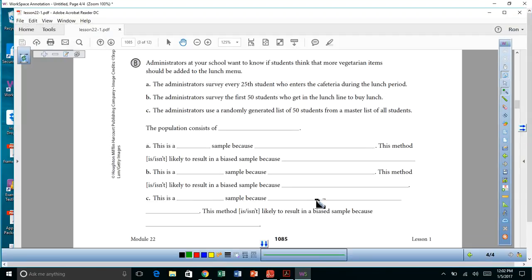All right. So B, administrators at your school want to know if students think that more vegetarian items should be added to the lunch menu. A, the administrators survey every 25th student who enters the cafeteria during the lunch period. So A, this is a systematic sample.